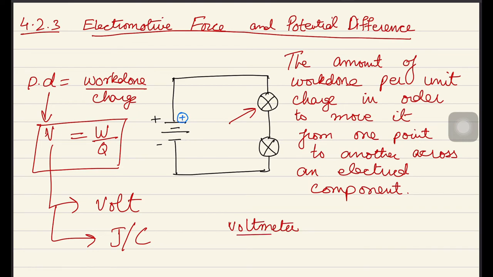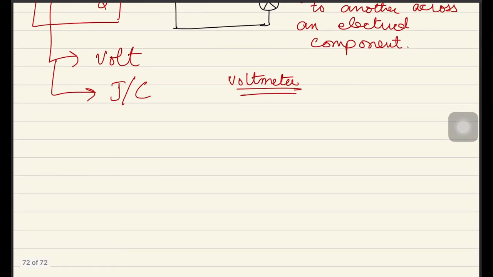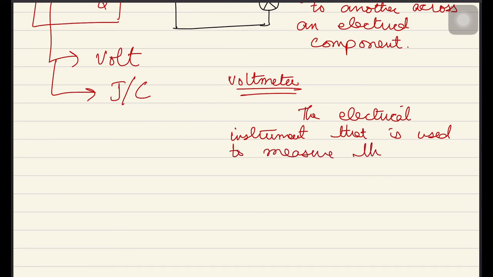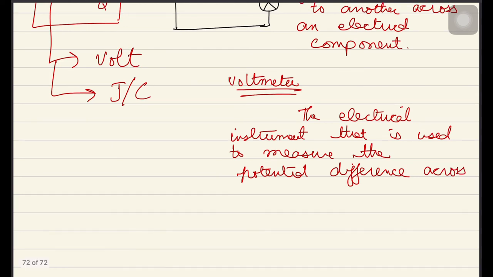So the voltmeter is basically the electrical instrument that is used to measure the potential difference across an object. So that's the role of the voltmeter.